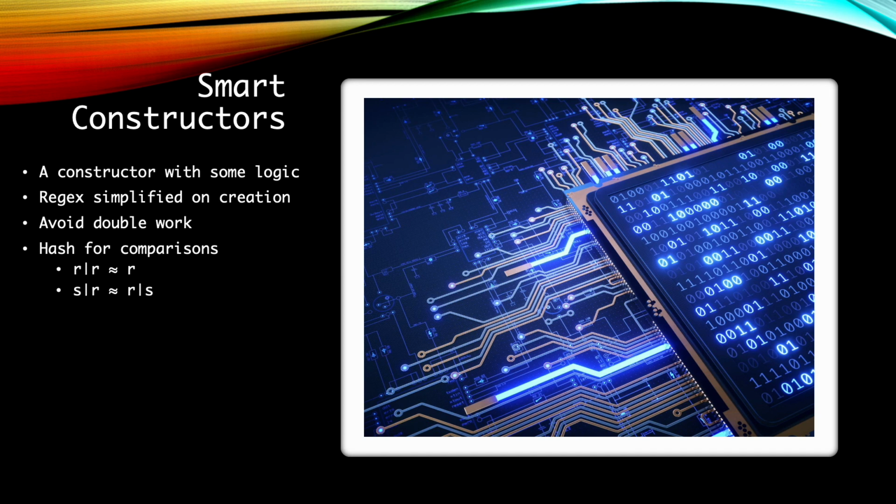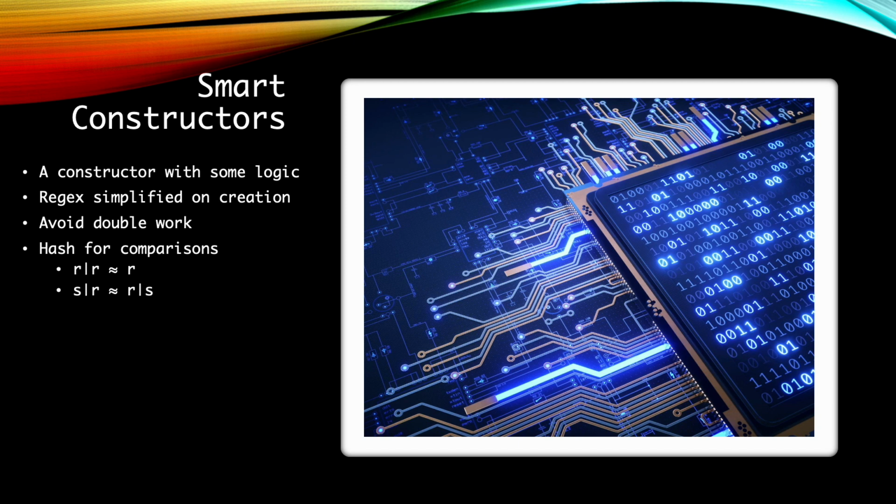There are two ways we can apply the simplification rules. We can apply them after each derivative step, or we can use smart constructors. Smart constructors are just constructors with some logic. And in this case, the logic that we're going to have inside our constructor is the simplification rules. This means that when you try to create an OR between an empty set and another expression, we will simply return the other expression. This way, it is impossible to construct a regular expression that is not simplified, which also means that we don't have to check that each expression is simplified after we have calculated the derivative, which saves a lot of double work.